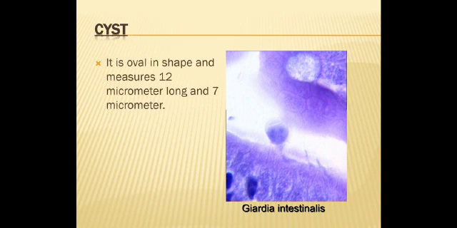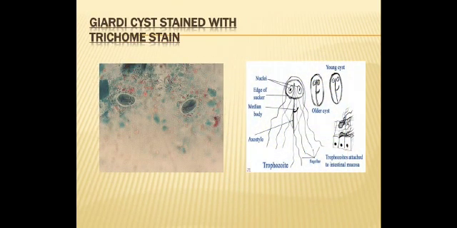Now coming to the cyst. Cyst is oval in shape, measures around 12 by 17 micrometers. This is how the cyst will look. It has again 2 nuclei and an axoneme, but there is no flagella coming out.